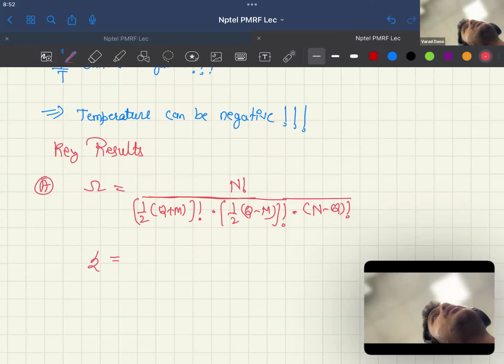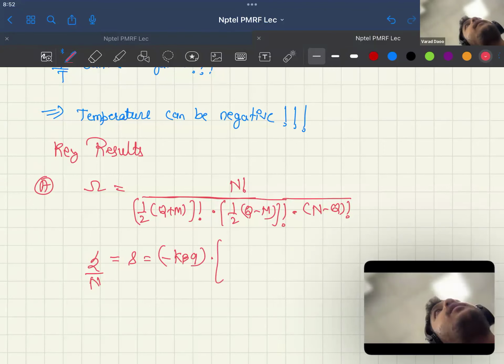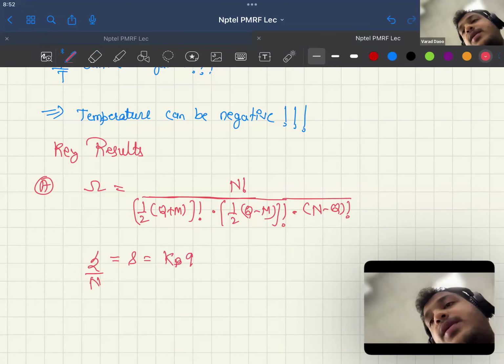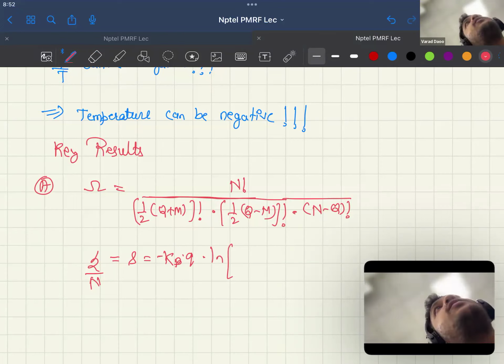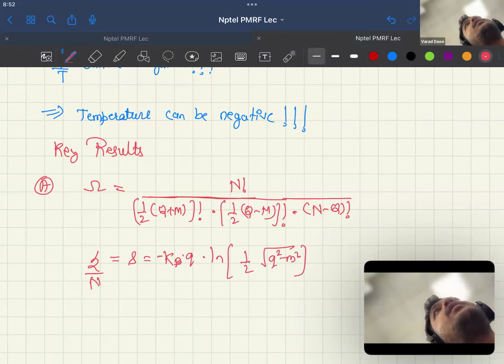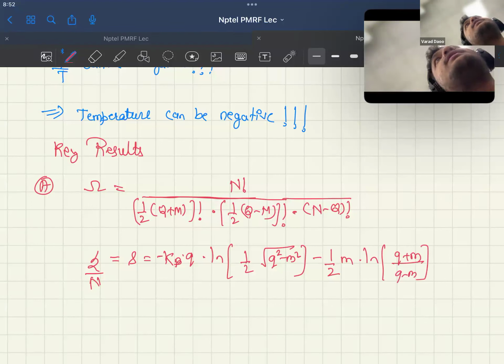Similarly, entropy by n, the intensive property of entropy, was kb into q minus q into ln of half of square root of q square minus m square, minus half of m into ln of q plus m by q minus m, minus of 1 minus q into ln of 1 minus q, right?